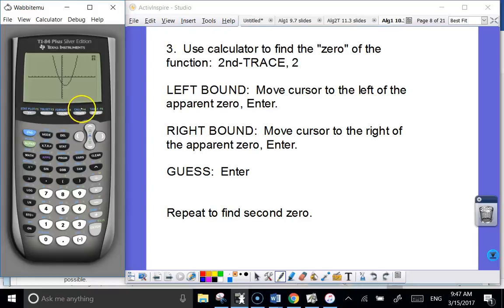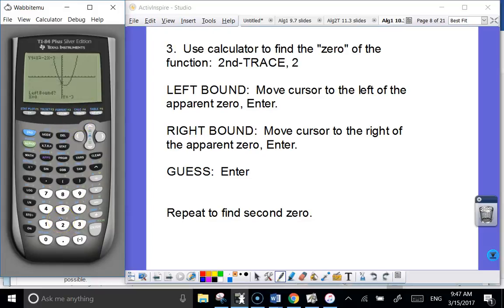and you hit the trace button. Now we've been up there before. Remember when we used the second trace before? Solving systems, right? So we would go second trace 5. This time, if you look, the number 2 option is zero. So if you want to find a zero with the calculator, second trace 2.